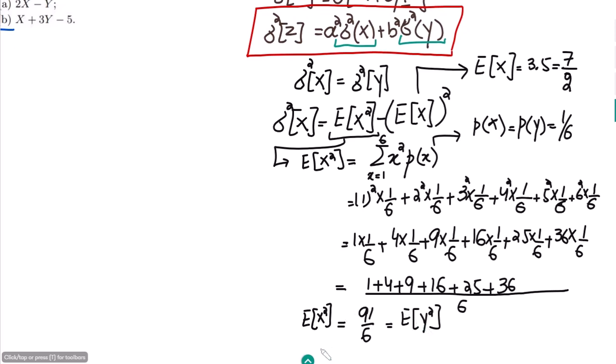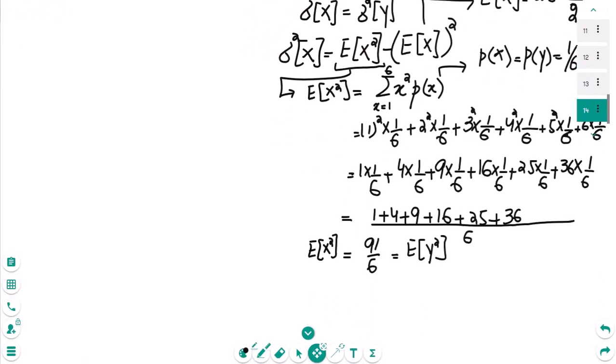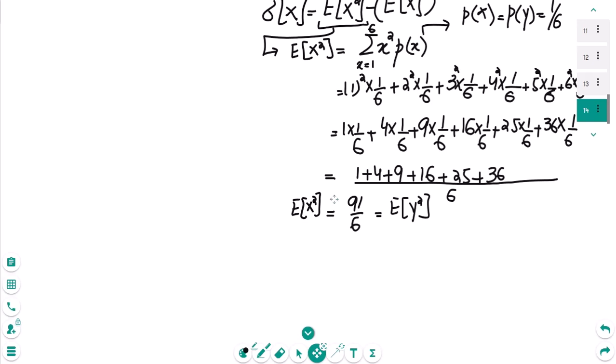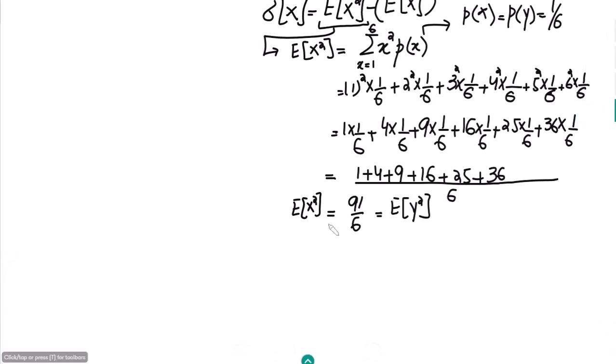Okay, so let me find the values of the variance. For it, let me move down, and in our formula we have seen that the variance of X is what? This was E of X square minus E of X whole square. Let me put all these values.